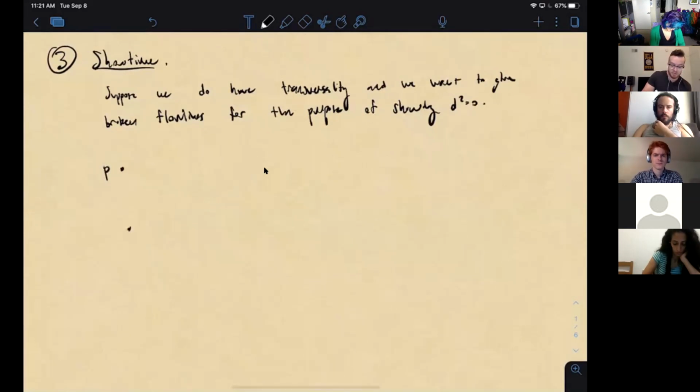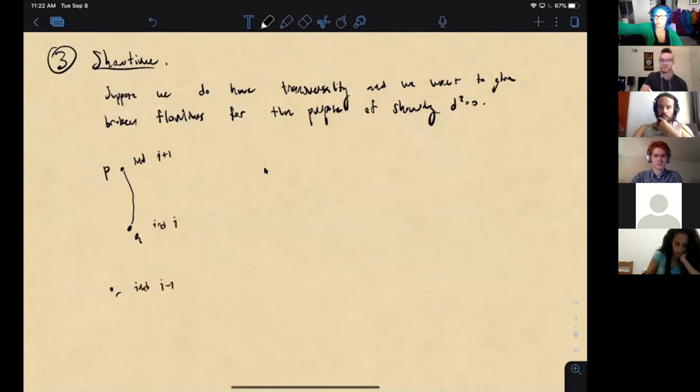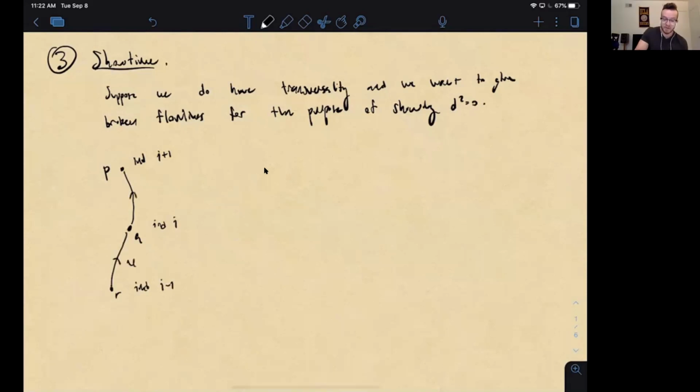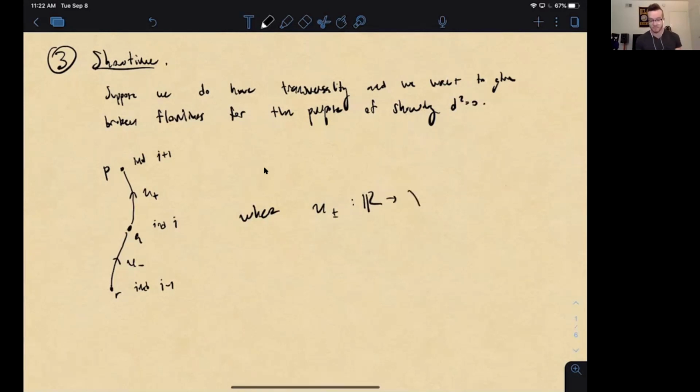Q, and R. This is maybe index I plus 1, index I, and index I minus 1. I have flow lines between these, and we're going to use an upward gradient. I'll call these U minus and U plus, where U plus and minus are flow lines of our Morse function.